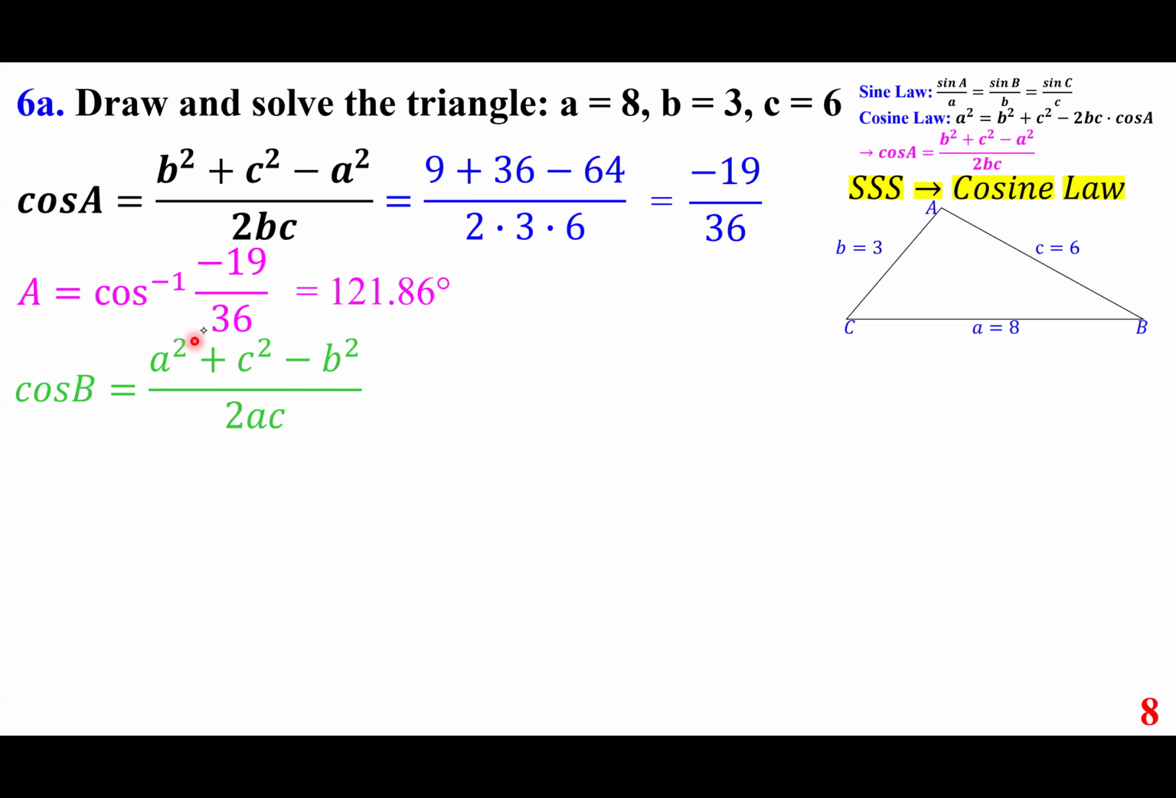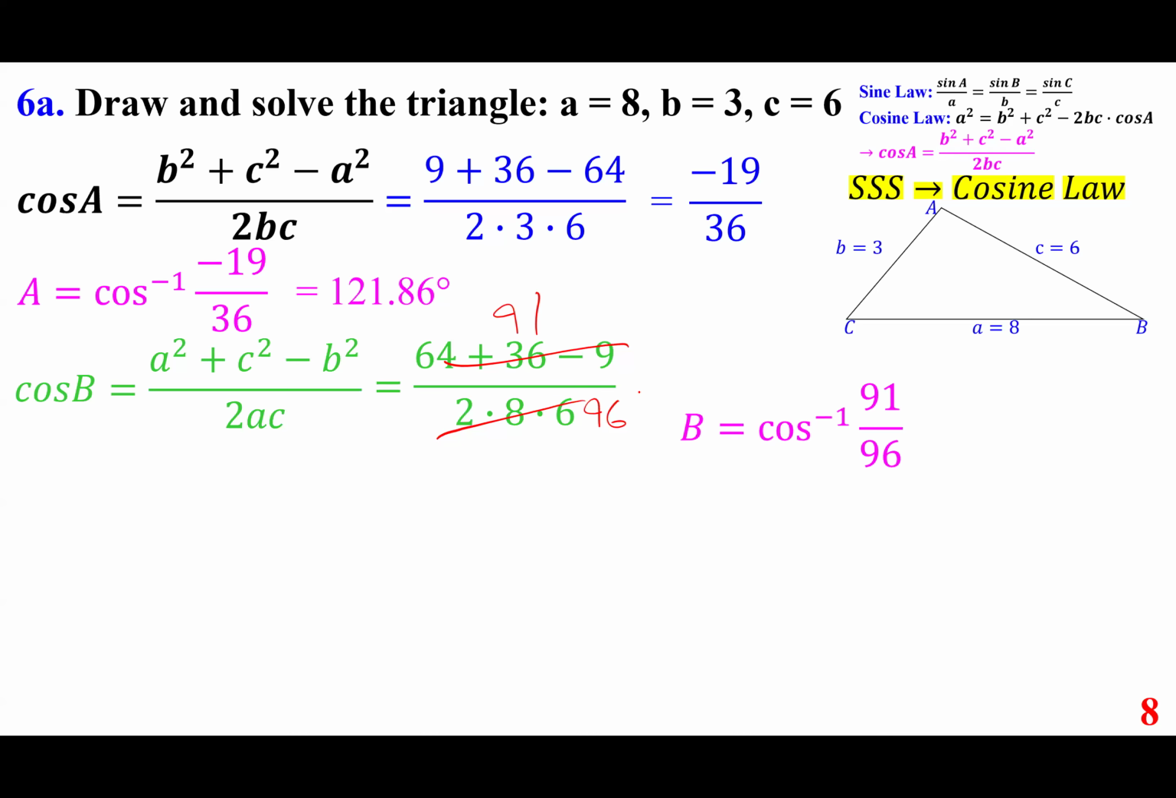So A squared, 64, C squared, 36, minus B squared is 9, over 2AC, 2 times 8 times 6. 64 and 36, 100 minus 9 is 91, and 2 times 6 times 8 is 96. Which makes B cosine inverse of 91 over 96. Putting it into a calculator will result in the answer of 18.57 degrees.